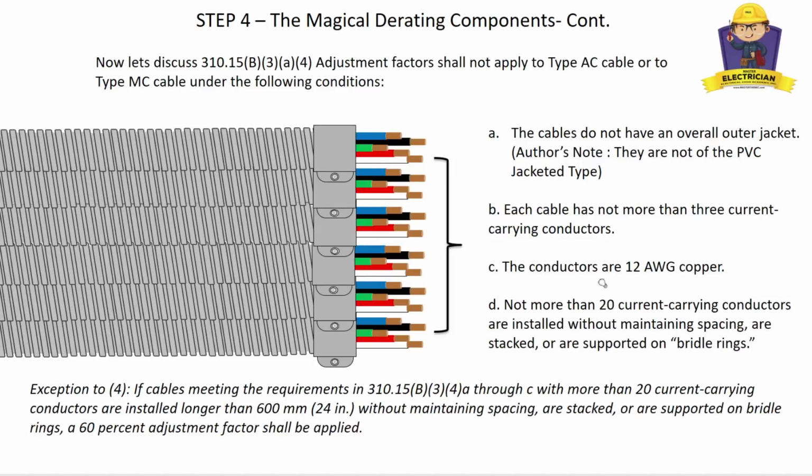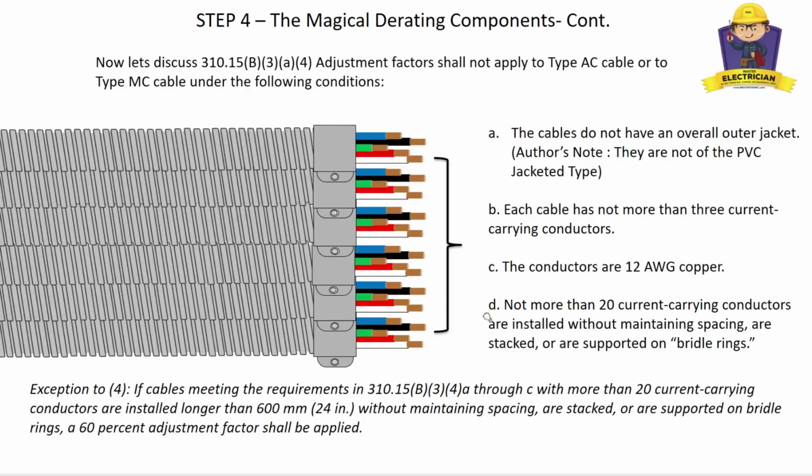C, the conductors are 12 AWG copper. Okay? Copper. Not aluminum, copper. And they're not smaller or larger than 12. If my calculation or whatever I'm doing results in a conductor that's larger than 12, then this rule doesn't apply, and I have to apply the adjustment factors based on the number of current carrying conductors here. But in this case, they are 12 gauge. There isn't more than 3 in each cable. They aren't PVC jacketed, so I'm good to go. I'm almost ready to say I don't have to apply any adjustment factor.